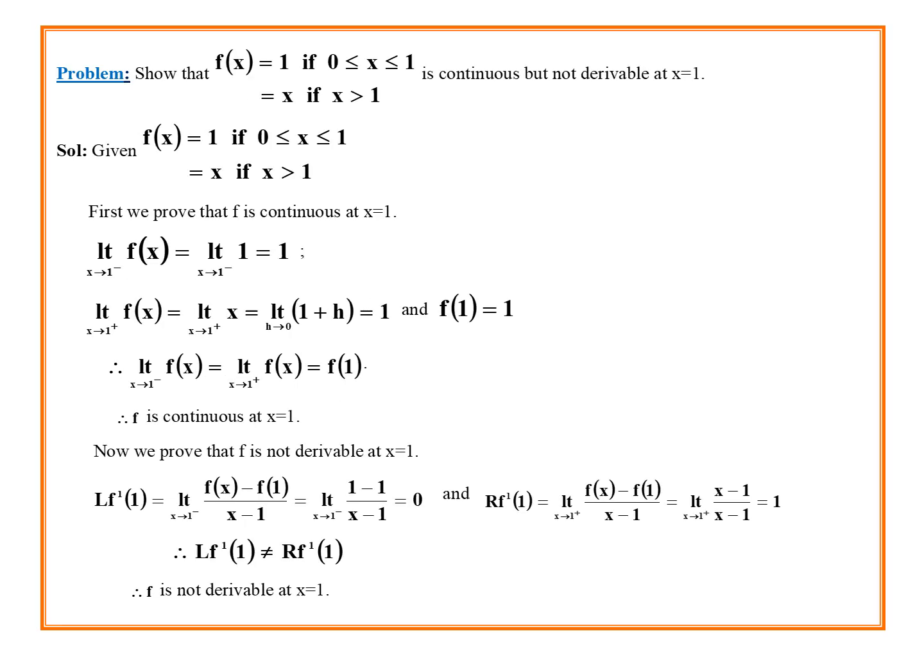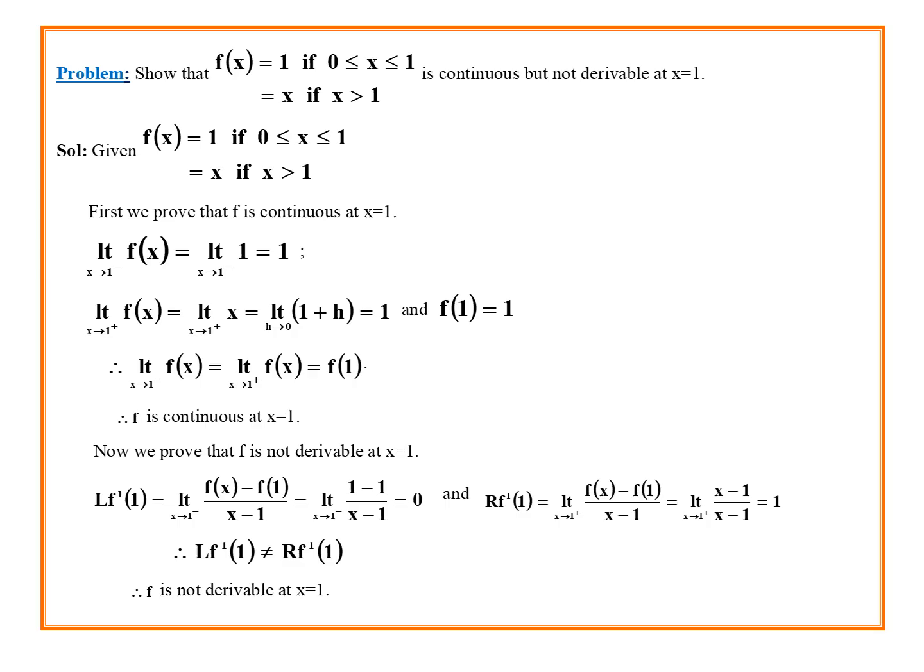Now we are doing the problems where f is continuous but not derivable. So the given problem is: show that f of x is equal to 1 if 0 less than or equal to x less than or equal to 1, and f of x is equal to x if x is greater than 1, is continuous but not derivable at x is equal to 1. The given function is f of x equal to 1 if 0 less than or equal to x less than or equal to 1. F of x is equal to x if x is greater than 1.